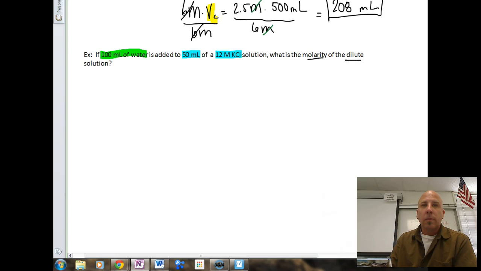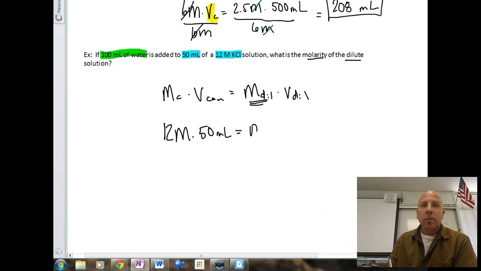Okay, so we're going to be using the formula molarity concentrated multiplied by volume of concentrated equals molarity of our dilute multiplied by our volume of our dilute. And so it looks like, what is the molarity of the dilute solution? We're going to be solving for the molarity of dilute. So let's punch in some values here. So our concentrated solution, it's 12 molar multiplied by 50 milliliters is equal to our molarity of our dilute multiplied by our new volume. Now here's the trick on this one. Our new volume, we're going to have to add these two values together. So our new volume is going to be 150 milliliters.